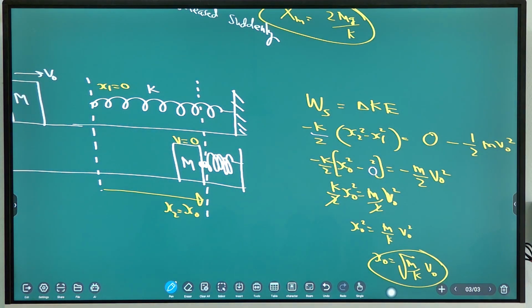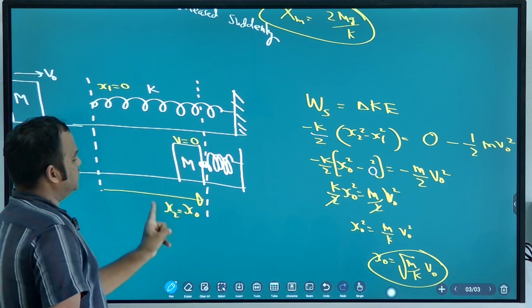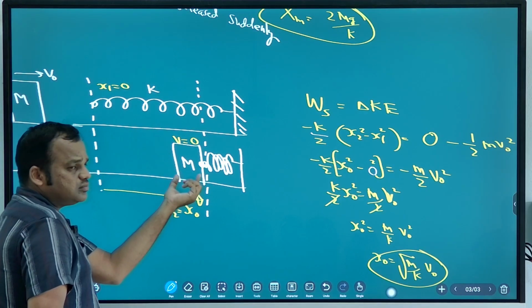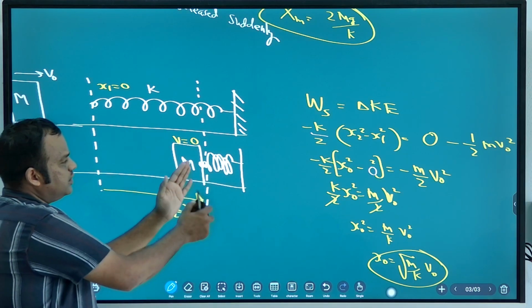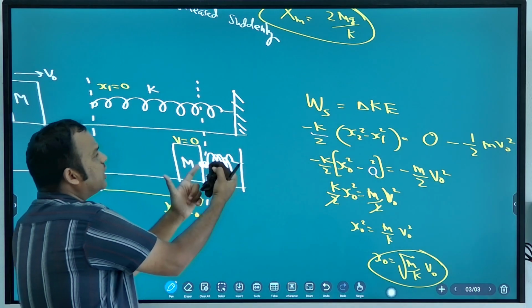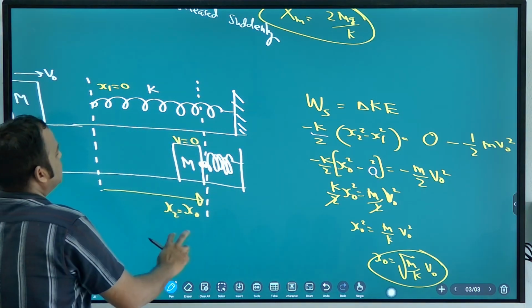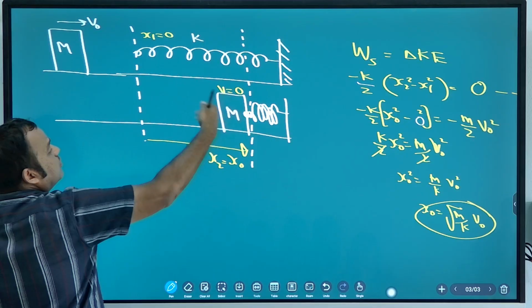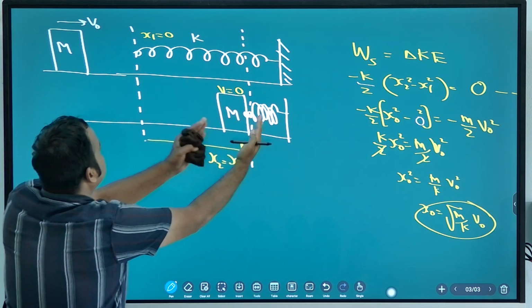So the block is coming with speed, it will compress the spring, and the maximum compression is x naught. Now tell me, will the block stay here permanently or will it go left? It will go left because the spring again wants to come to its natural state. So the spring will push the block to the left side. Then again the spring will come to its natural state.